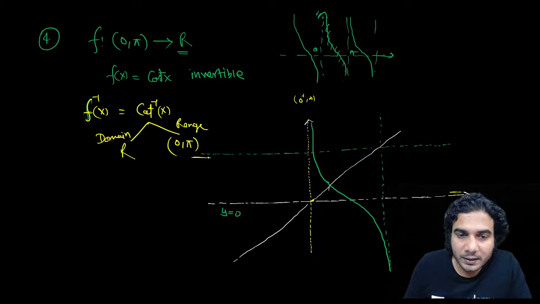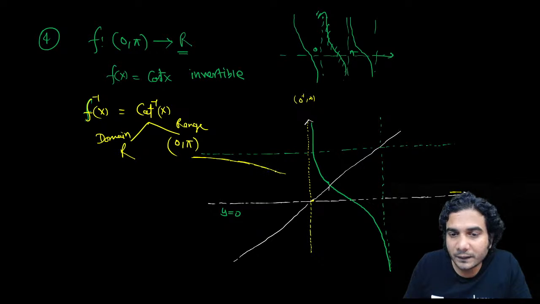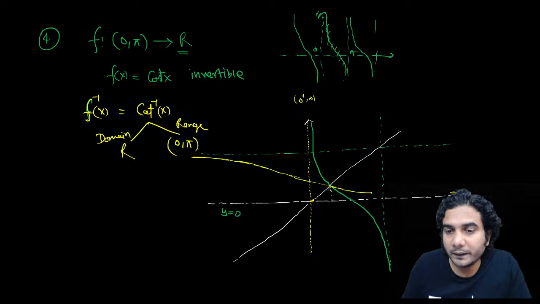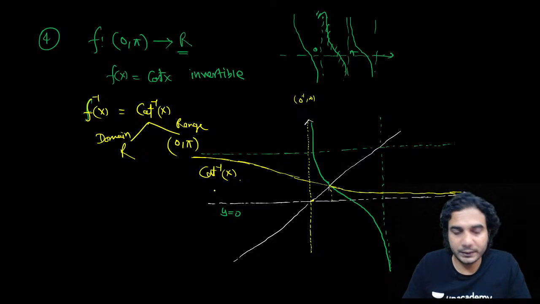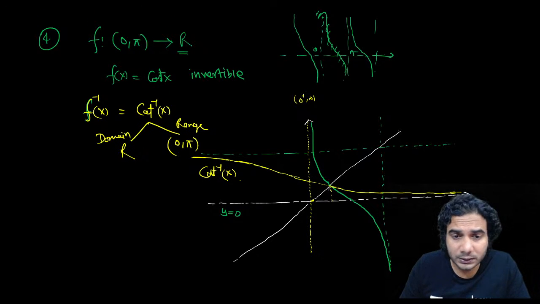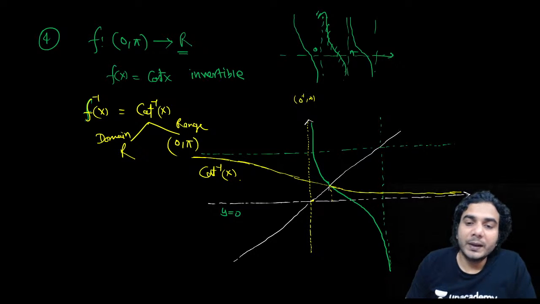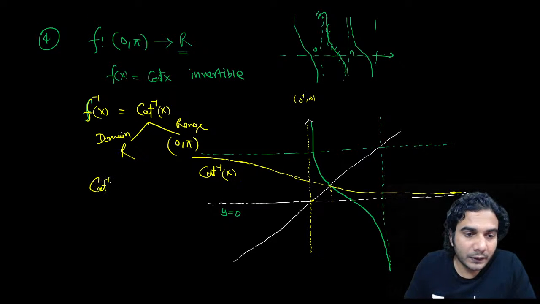The graph will start from pi. It will come like this, decreasing. It will cut the y-axis, okay? And it will meet the graph of cot at the point where cot was meeting the y is equal to x line. And then it will keep going like this. So this is the graph of cot inverse x, okay? It's a decreasing function. Is it odd? No, this is not an odd function, okay? Only sine inverse and tan inverse were odd. Cot inverse, like cos inverse, is not an odd function. We can say cot inverse x is a decreasing function, okay?